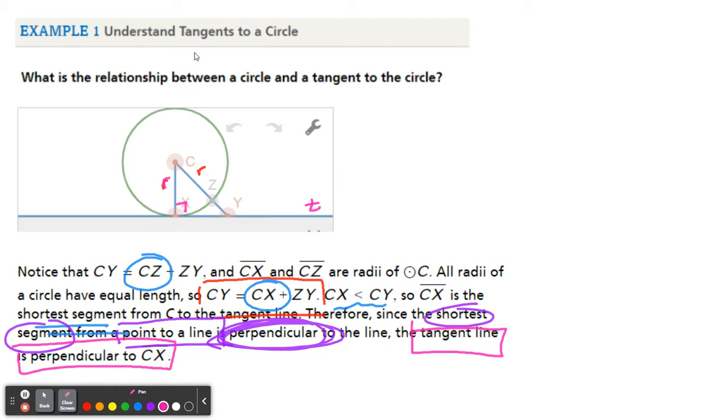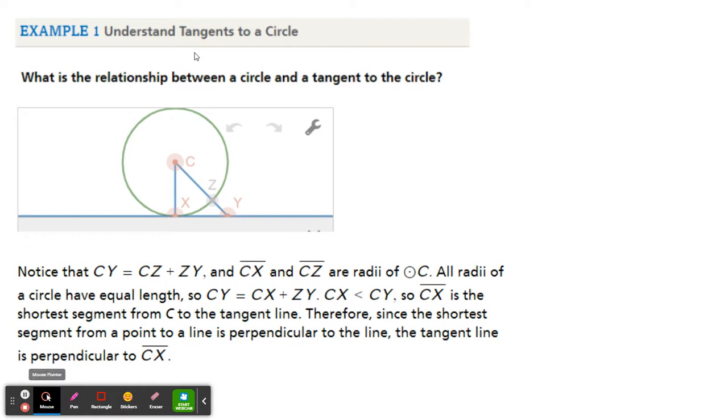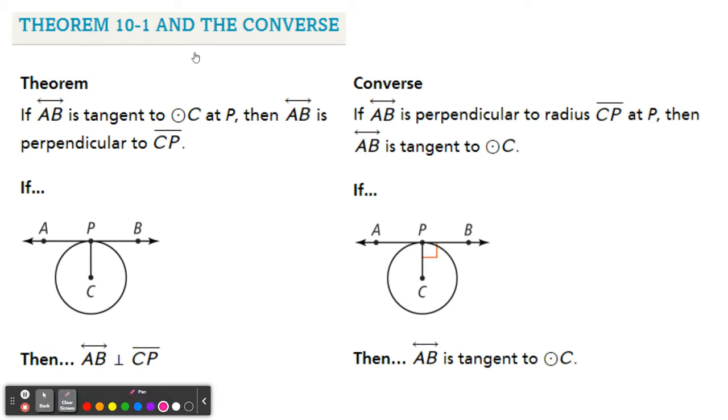And this is a main idea, because if they're perpendicular, then what I just marked is a right angle, and this is a right triangle, and we can do a lot of cool things with right triangles. So let's formally introduce this idea. It's called Theorem 10.1 and its converse. If AB is tangent to the circle at P, then AB is perpendicular to CP. And of course, you have a right angle right there.